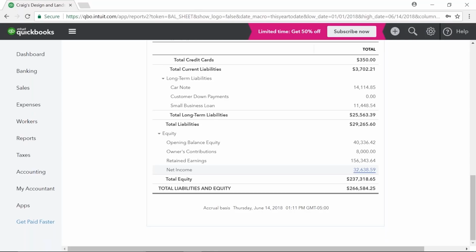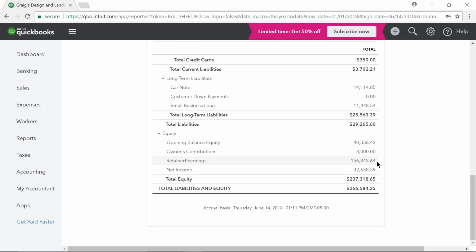But what about past years? That's an important metric as well, because we don't want to just know what the business is worth to the owner this year. We want to know what the business is worth to the owner overall. Well, this number right here, retained earnings, tells us how much money came in from previous years. So this is basically the net income from every year before the current year.